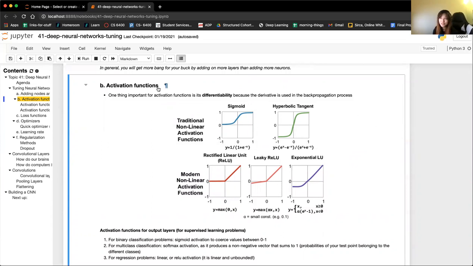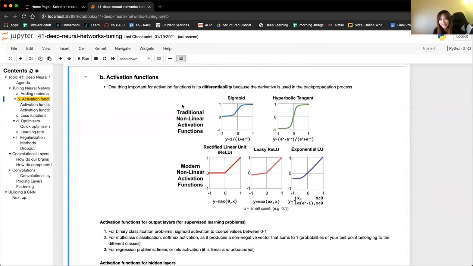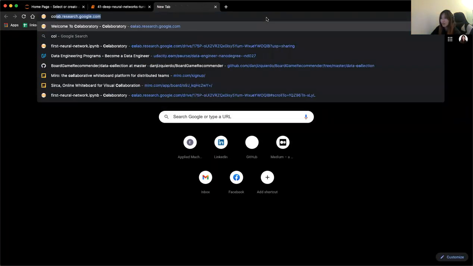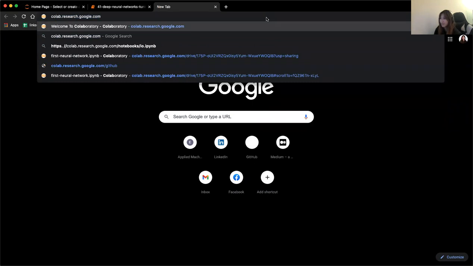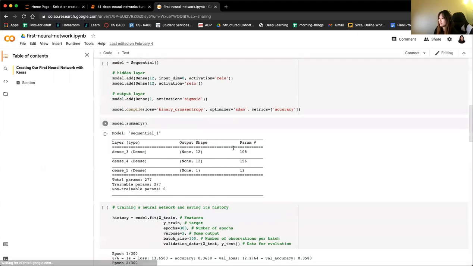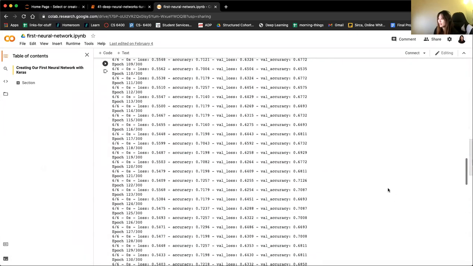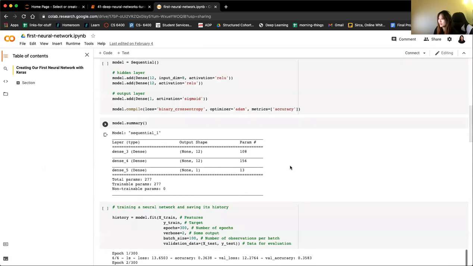Now, just now we talked about activation functions, but only for hidden layers. Activation functions are a little bit easier to think about for your output layers. So actually, let me pull up that Colab notebook that we had so we can see what our activation function looked like. Let's see, hopefully everything is still there. There was our neural network.